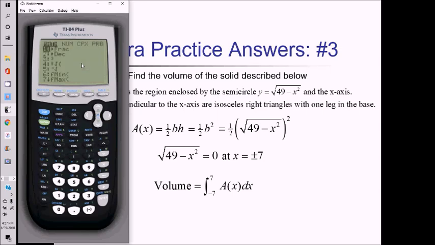So math 9 from negative to positive 7. So we got -7, positive 7, alpha trace Y2. That's A of x really, and then dx over there. Press enter. We've got 228.667.